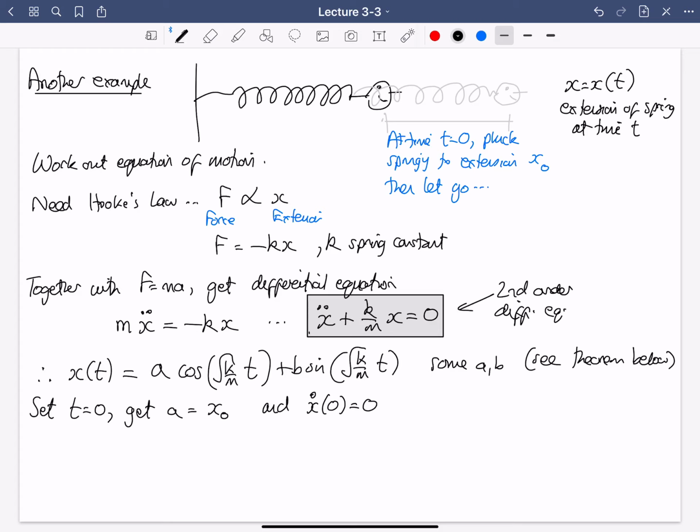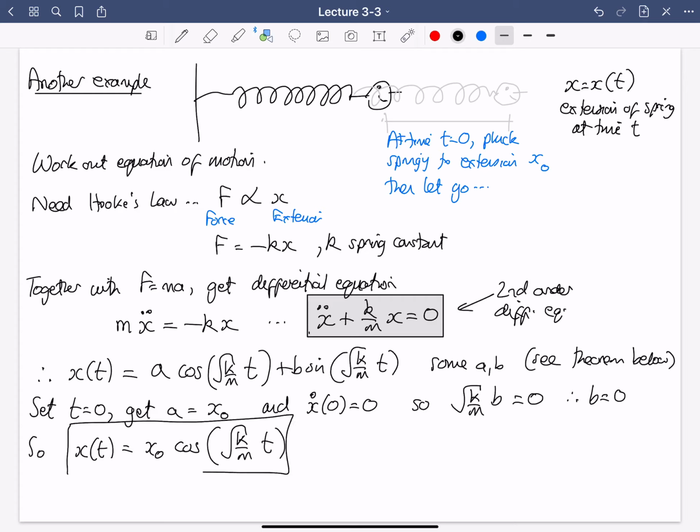So what's x prime? X prime is the derivative of this thing. You differentiate cosine, you get sine, but at t equals 0, sine is 0. But when you differentiate this other term, you get root k over m times cosine of 0, which is 1. But hang on, that's 0. So actually b is 0. Okay, so I was just using the initial conditions to find a and b. So actually x of t is x0 cos root k over m t. It took me a little while to get there, but there is the equation of motion of springy.